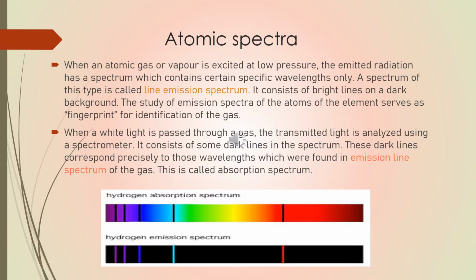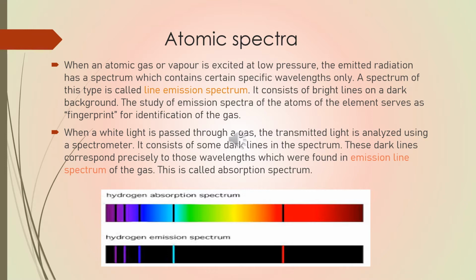Atomic spectra. When an atomic gas or vapor at low pressure is excited by passing an electric current, the emitted radiation has a spectrum which consists of certain specific wavelengths only. A spectrum of this type is called a line emission spectrum. A line emission spectrum consists of bright lines against a dark background. The study of this spectrum serves as a fingerprint for identification of the gas.